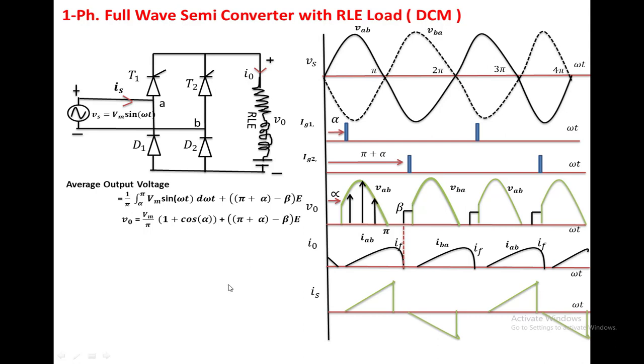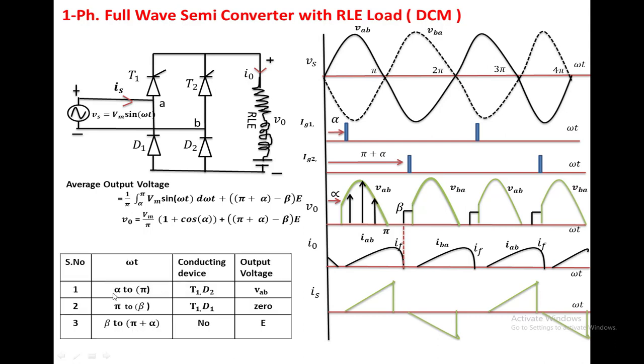Now we are going to keep the same circuit operation in table form. Alpha to pi, T1 and D2 are conducting, the output voltage is VAB. Pi to beta, T1 and D1 are conducting, the same leg two devices are conducting, freewheeling action takes place, so the output voltage is 0. Beta to pi plus alpha, no device is conducting, the output voltage is equal to E. The same thing will be repeated for the remaining cycles also.